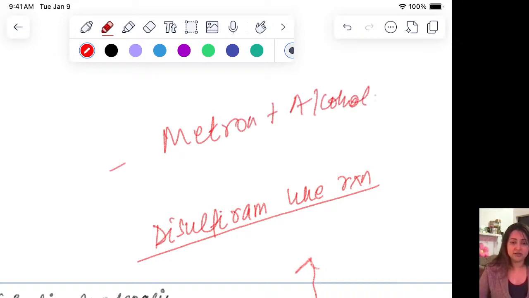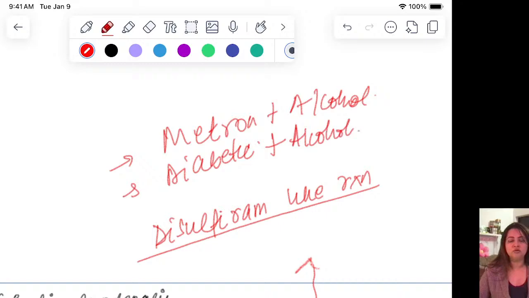Okay, so one more question here. Can you tell me one anti-diabetic drug, the drug for diabetes, that should also not be given along with alcohol? Otherwise, it will lead to disulfiram-like reaction. What's that?